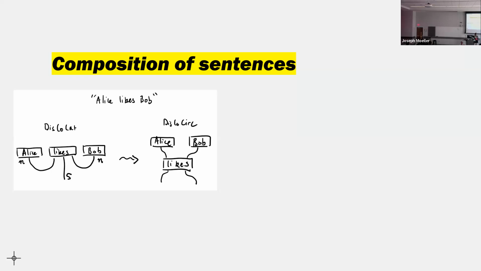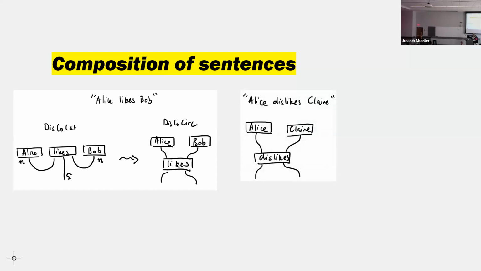Meanwhile, in DisCoCirc, the diagram looks like the thing on the right. The key idea here is that in the sentence, there are two entities, or in semantics, you might call them discourse referents, Alice and Bob, and each has a wire which carries information about them. Meanwhile, the content of the sentence is captured by the verb likes, and that is represented as a gate that acts on these wires and serves to update the information in some way.